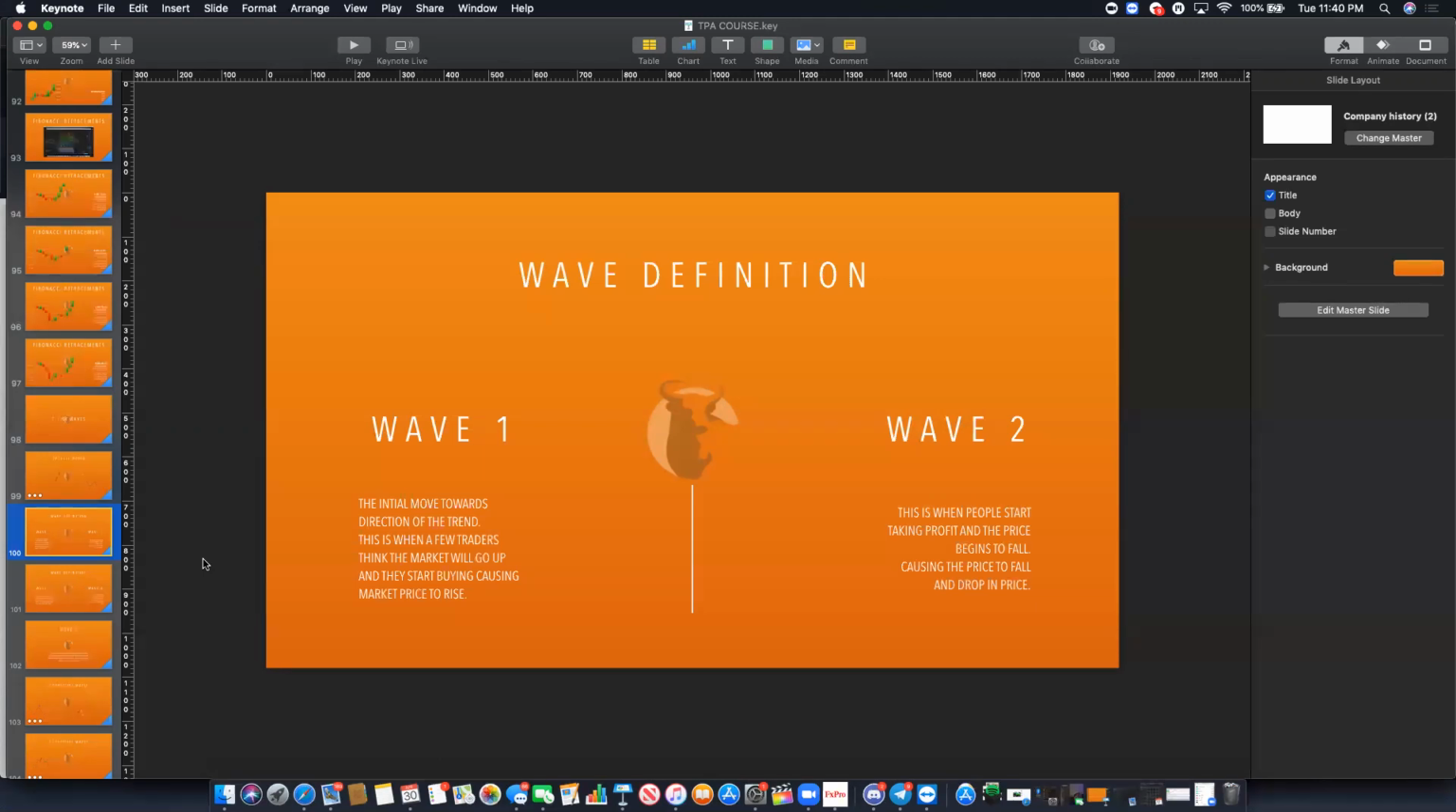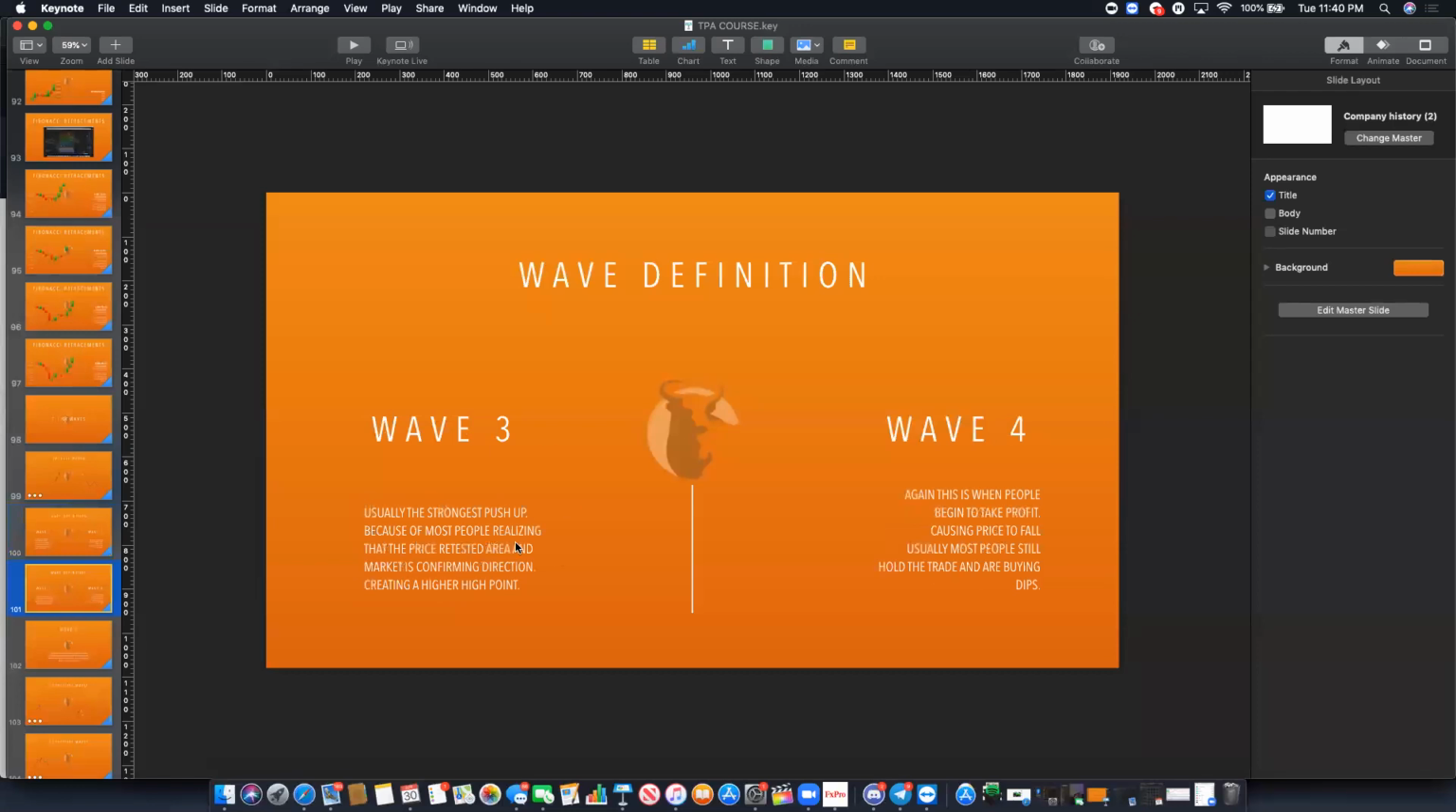And as the market starts to go up, that's when we have the third wave. The third wave, I want you guys to write this down because it's very important you understand this when looking at Elliott waves.